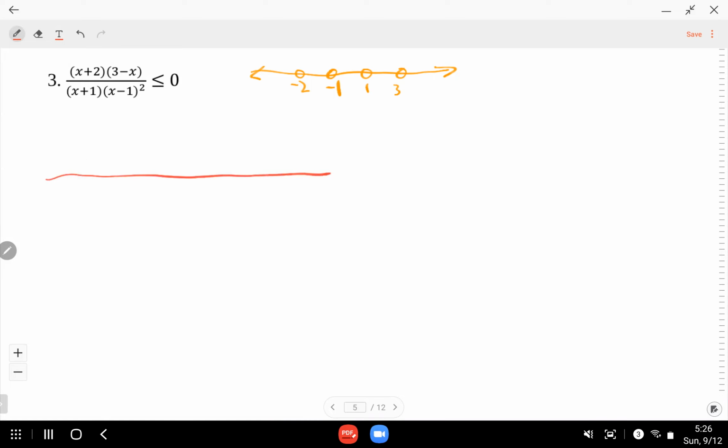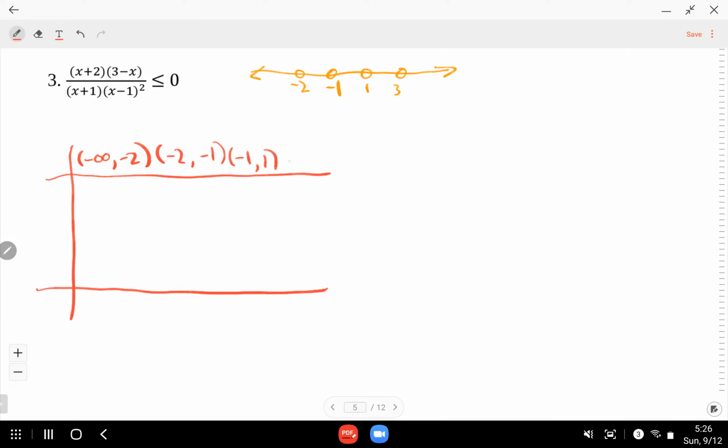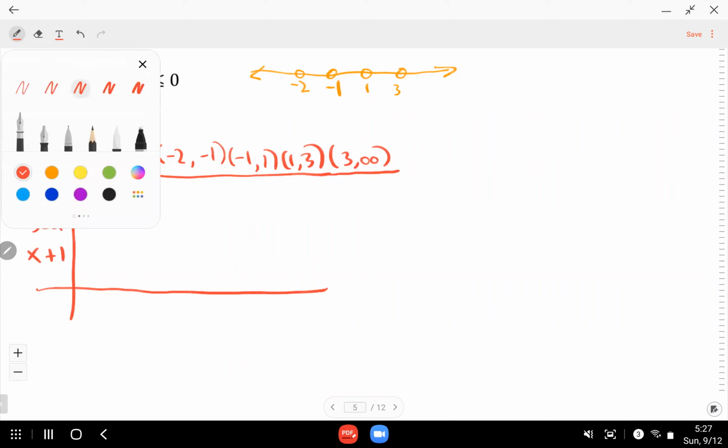So let's make our sign chart. Make sure to make it big on this one. So it's -infinity to -2, -2 to -1, -1 to 1, 1 to 3, and 3 to infinity. Once you have those 5 intervals, let's list all of our factors: x plus 2, 3 minus x, and x plus 1. Now what about x minus 1 squared? That's one of the big things about why I put it here.